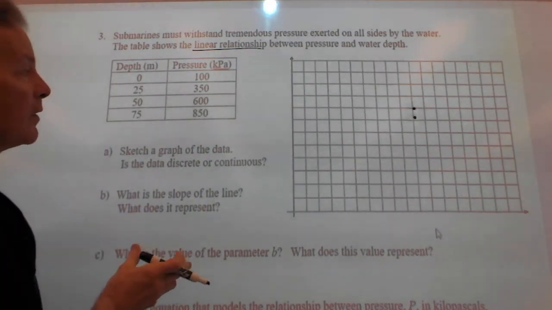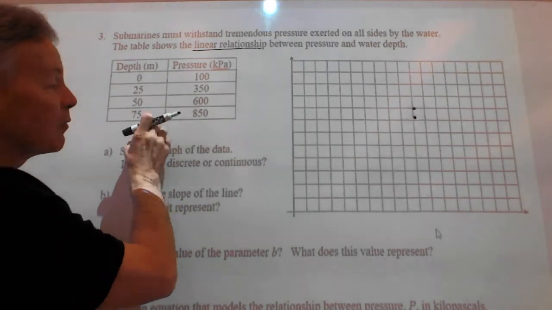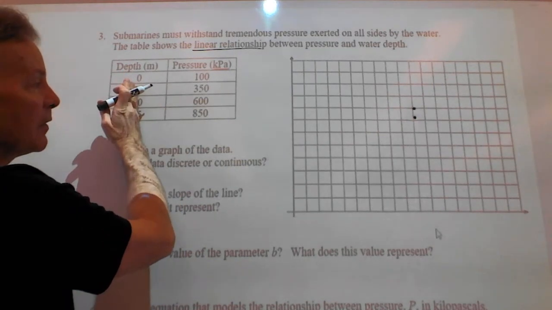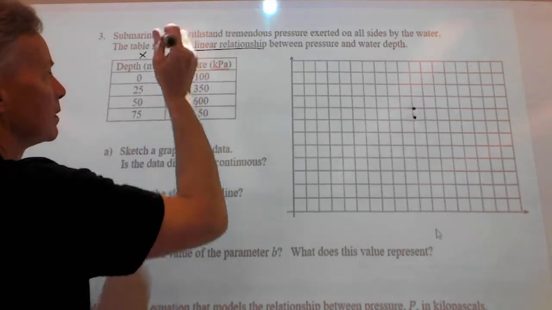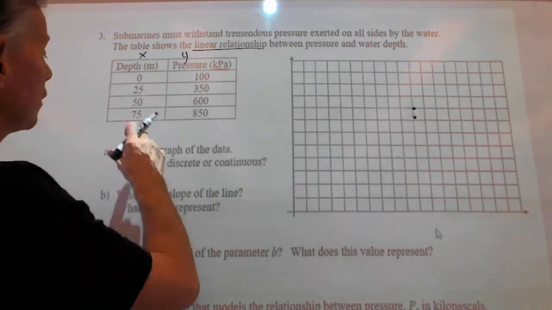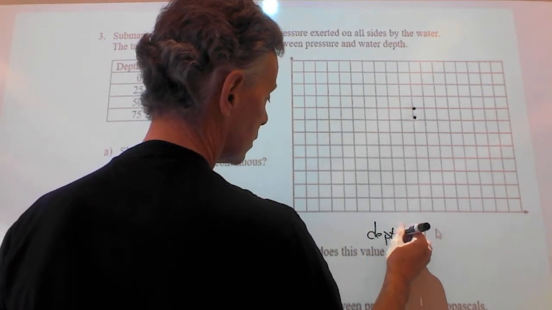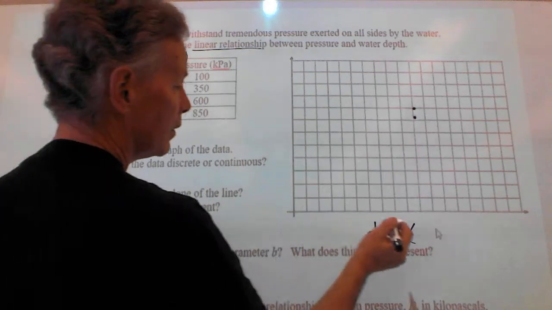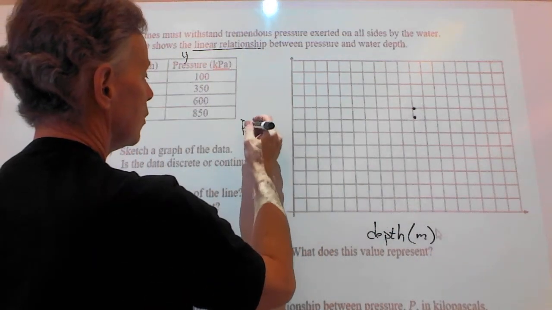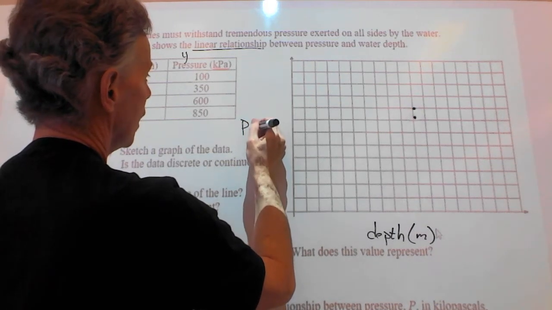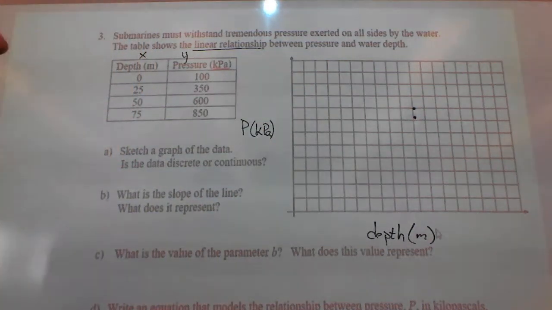So let's do that. Remember, generally, if we're given a table of values, the left is the independent, or x, the right is the dependent, or y. So depth will go across the bottom. Always include the units. Pressure will go as your y along the side. Units for pressure are kilopascals.